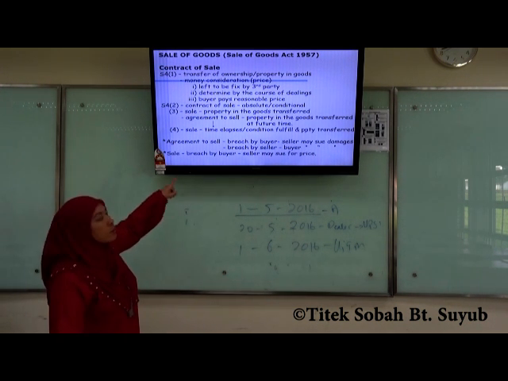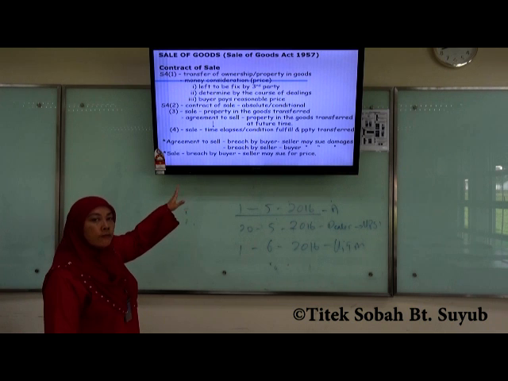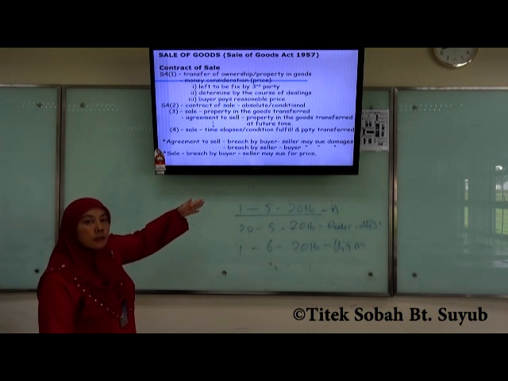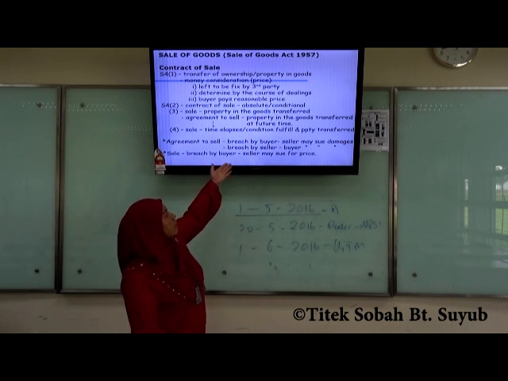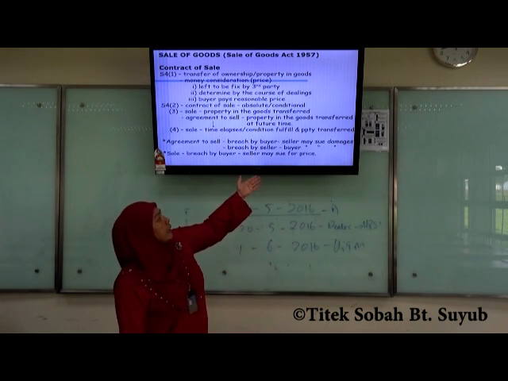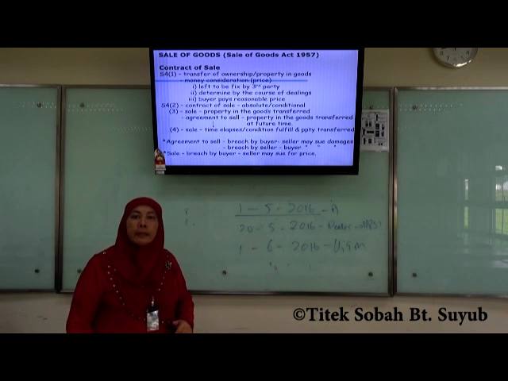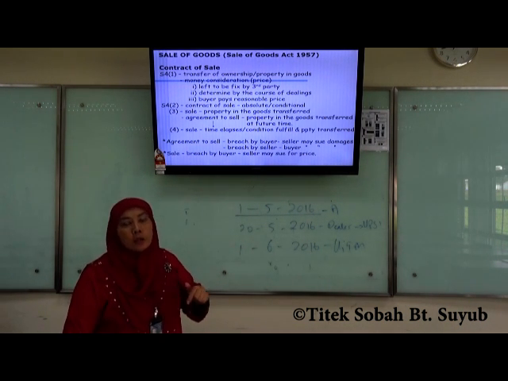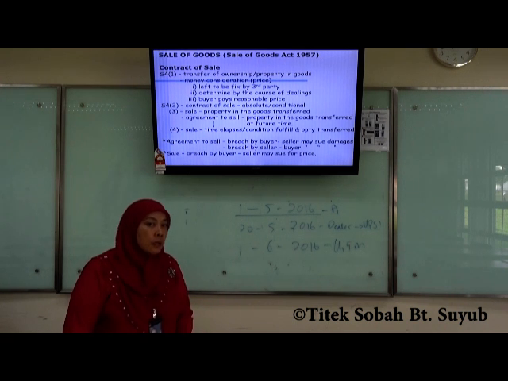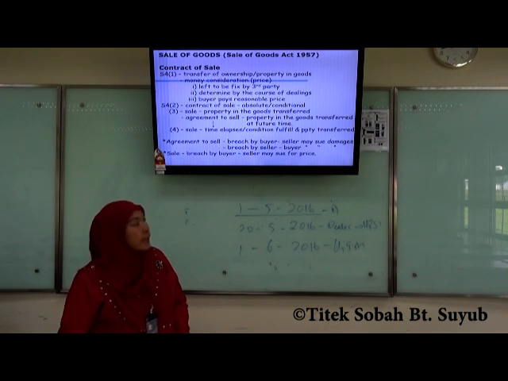So this agreement to sell, if there is breach by buyer, the seller may sue damages from the buyer. However, if there is breach by seller, the buyer can sue damages from the seller. The seller cannot sue for price. Why? Because property in the goods hasn't been transferred to the buyer yet.